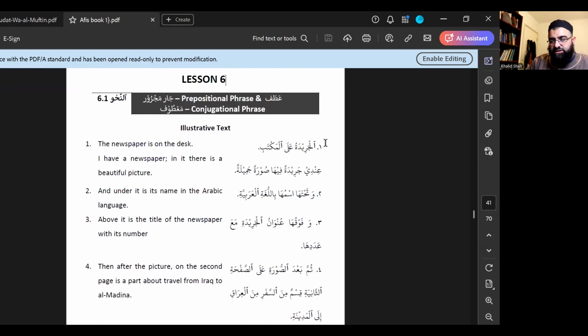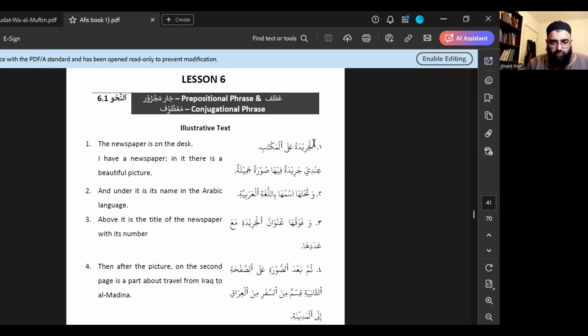For the syntax lesson, or nahwu lesson, today we're learning jar majroor, or prepositional phrase, and ataf ma'tuf, conjugational phrase. Right. Al-jaridatu ala al-maktabi. The newspaper, al-jarida means newspaper, is on the desk. Right? Is on the desk.